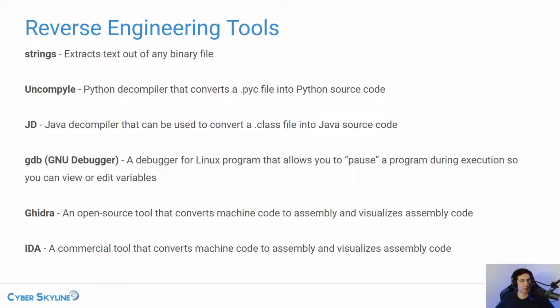So let's cover a couple of tools that you'll be using when reverse engineering. The very first tool that I recommend is a very simple tool. It's called Strings, which comes pre-installed on Linux. And I highly recommend running Strings on any binary that you encounter. The reason for this is that Strings will extract any text that is in that binary file.